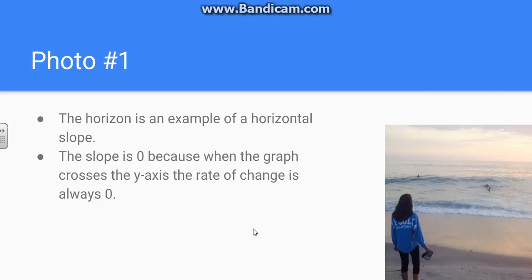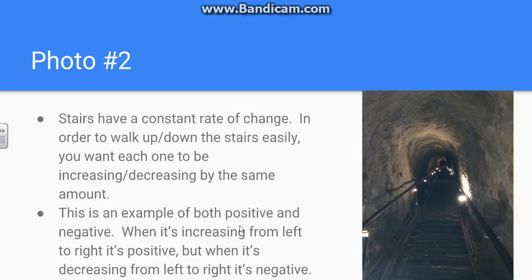So there's one example. Another example I did is stairs. This is a picture also when I was on vacation. Stairs is an example of slope because you want it to have a constant rate of change. In order to walk up and down them easily, you want them to be increasing or decreasing by the same amount. Now, in this case of stairs, it can be an example of both a positive and a negative. When it's increasing, it'd be positive, and when it's decreasing, it'd be an example of a negative.